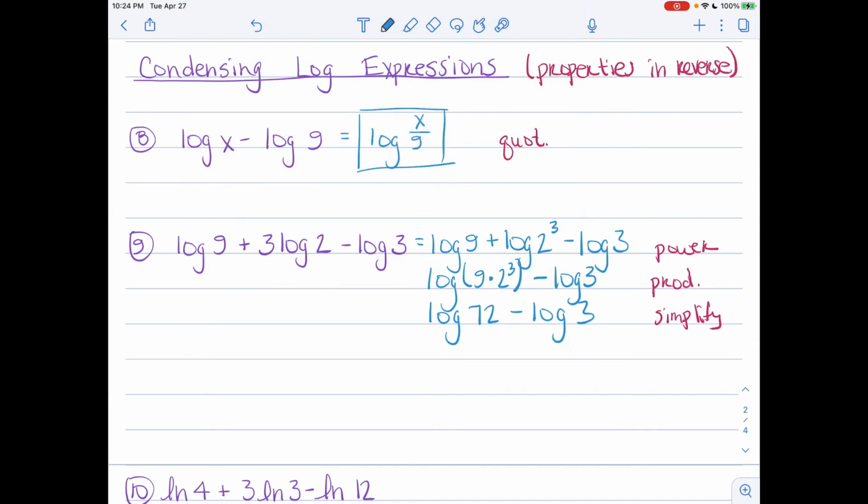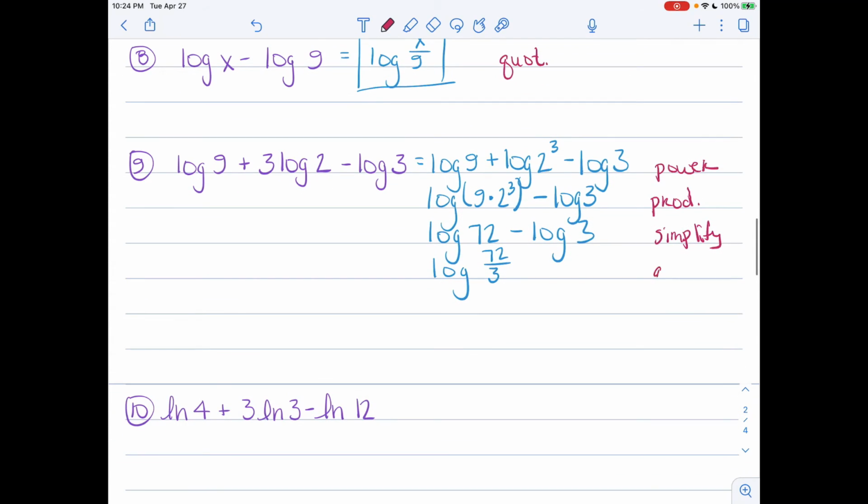Now I'm left with 2 logs. I'm down from 3 to 2, and I see subtraction between them. Remember that subtraction can be combined or condensed using division. So I can say log of 72 divided by 3. Remember, the first one goes on top and the second one is on the bottom. So this is my quotient property.